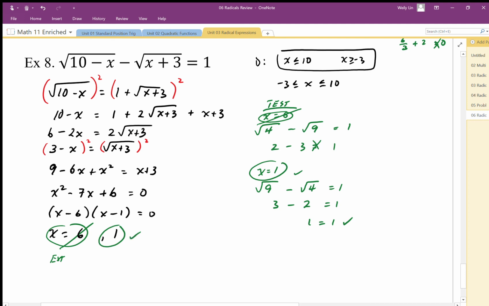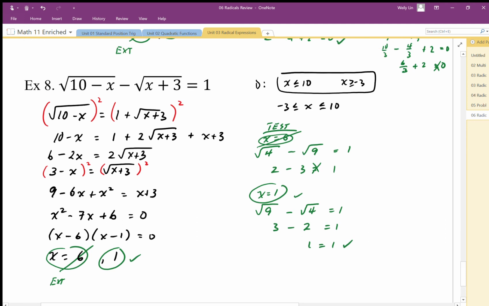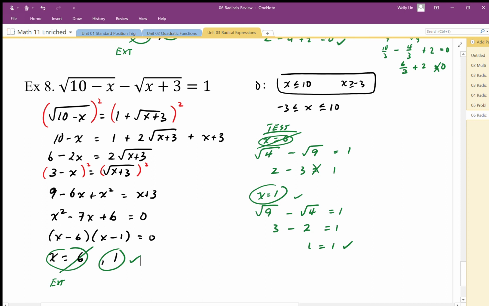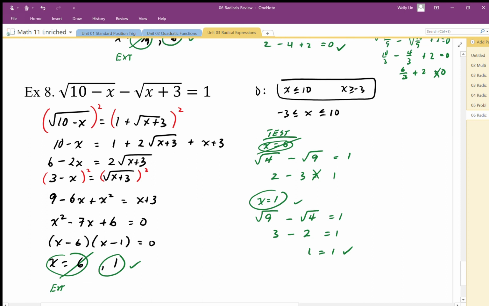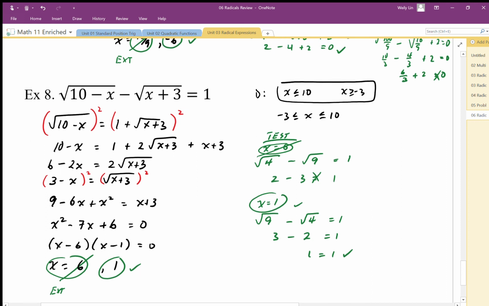Just a reminder, we do expect you to come up with the inside restriction. However, this is an incomplete restriction, so notice that this x equals 6 actually passed this restriction, but because it was only an inside restriction, it's incomplete. We can't rely on that to check for extraneous solutions on the double square root equations. That does work when we have both inside and outside restrictions, but not when we only have the inside restriction.